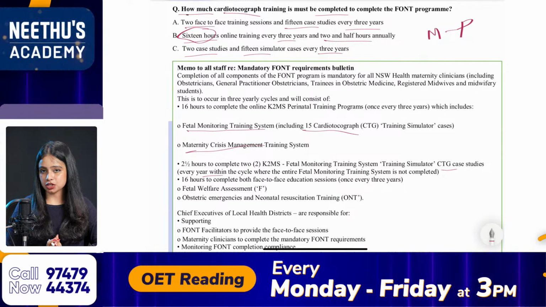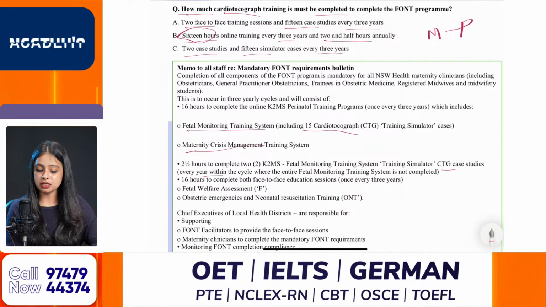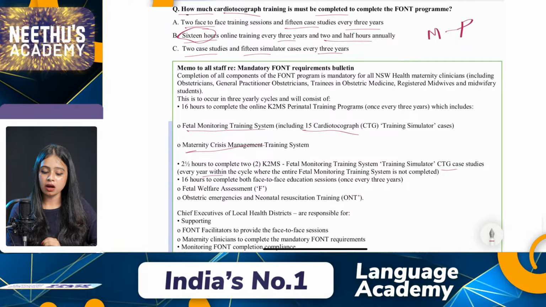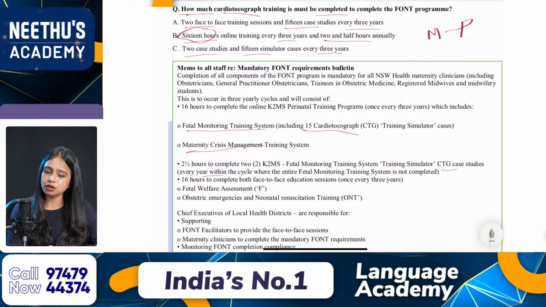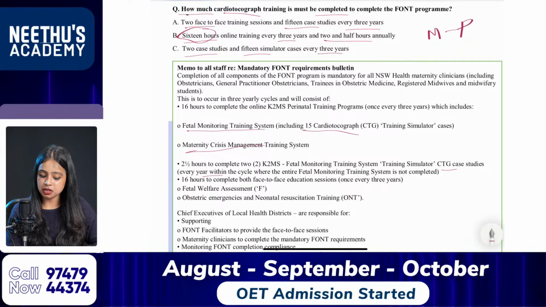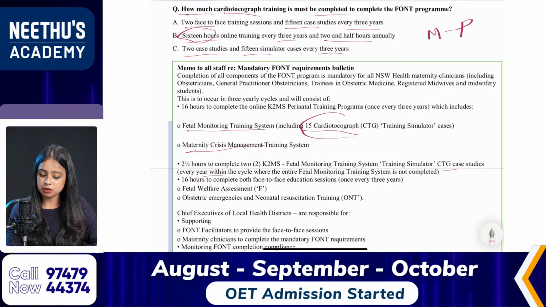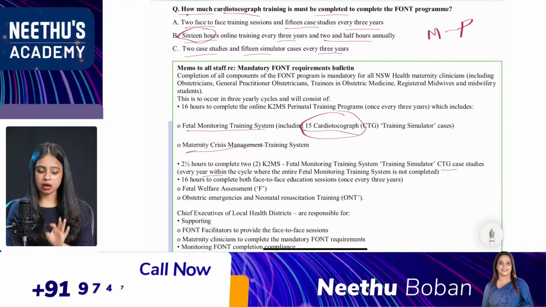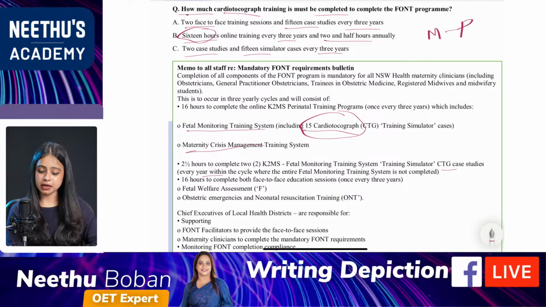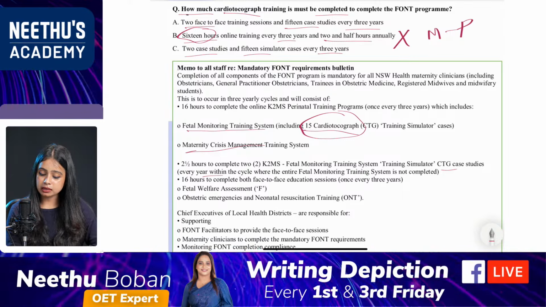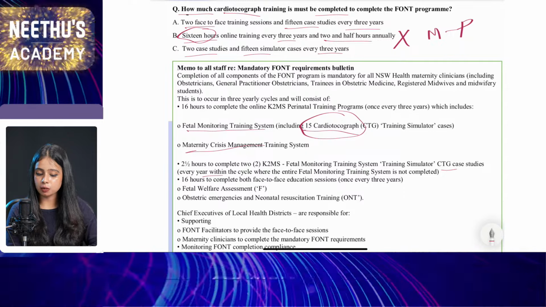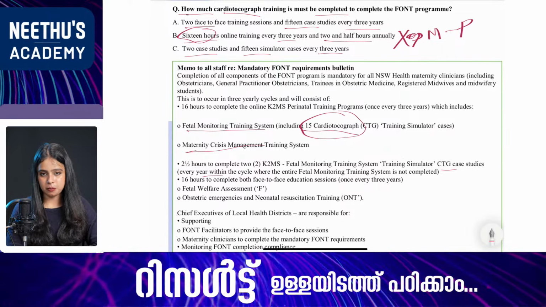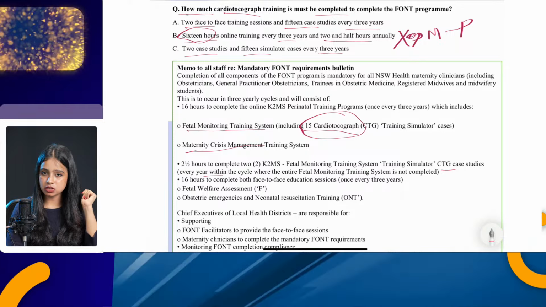Okay, so I'll show you what the elimination method is. I'm starting with option A, 2 face-to-face training sessions. But before that, please understand the question. How much cardiotocograph is mentioned? Very clearly, in this first point they've mentioned 15 cardiotocographs. See, the number is 15. The question is how much, and the answer is 15. From the options, you can simply eliminate option B because nothing is mentioned about 15 cardiotocograph in option B. It is a contradictory or opposite option. So maybe it is option A or option C.